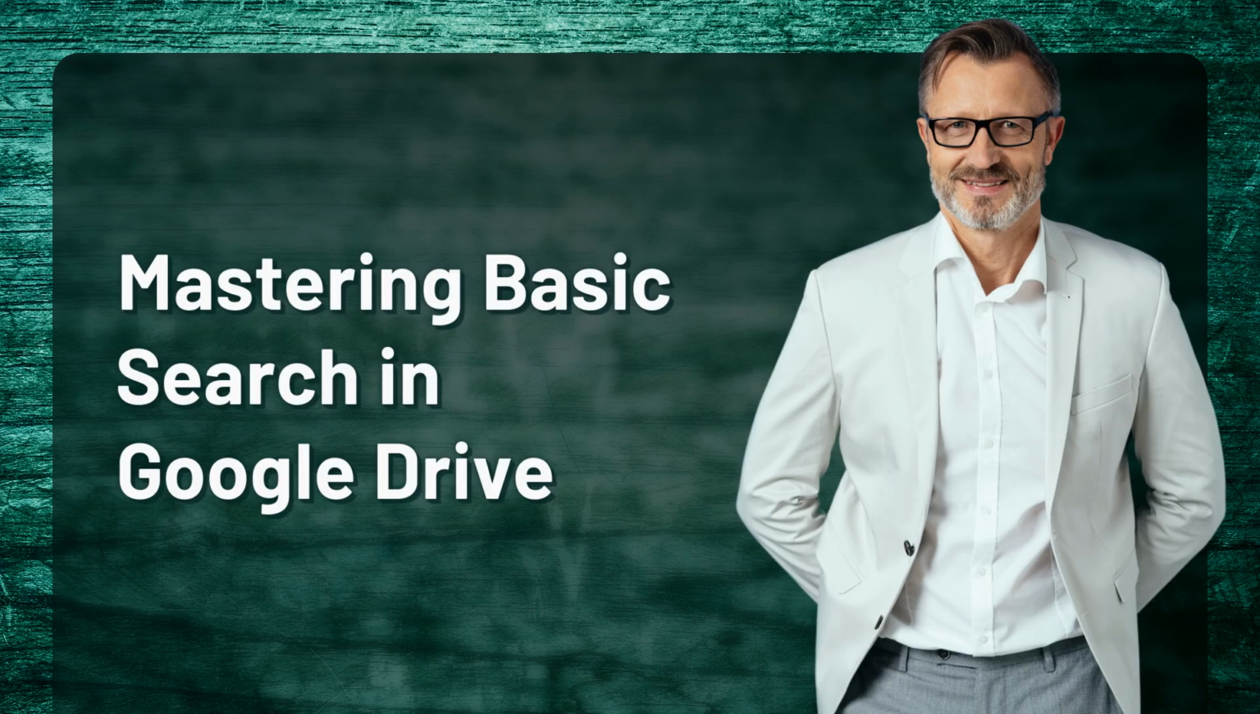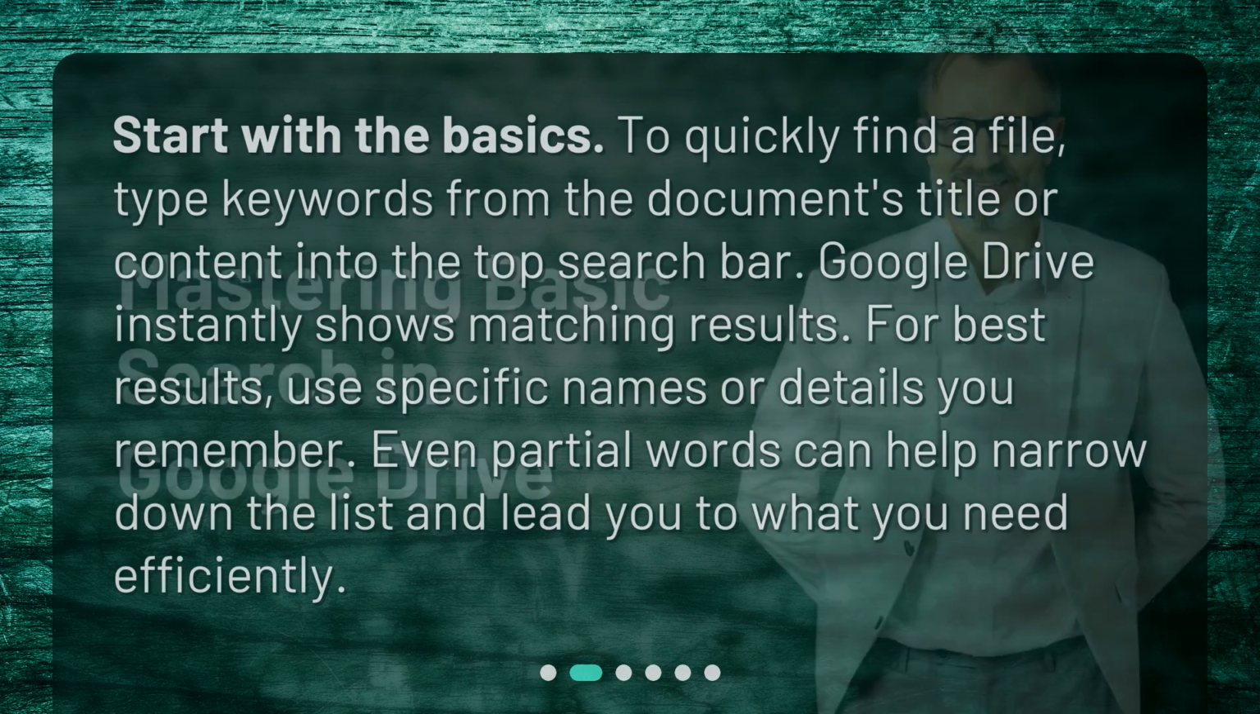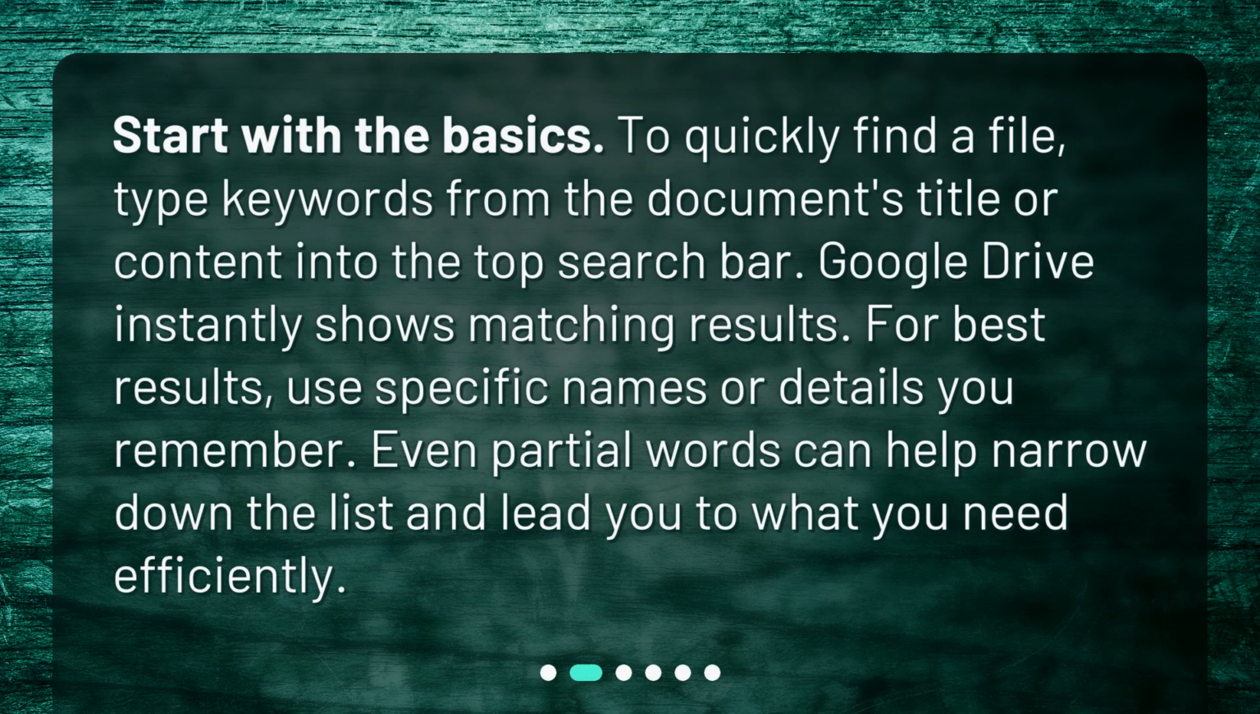Mastering basic search in Google Drive. Start with the basics. To quickly find a file, type keywords from the document's title or content into the top search bar. Google Drive instantly shows matching results. For best results, use specific names or details you remember. Even partial words can help narrow down the list and lead you to what you need efficiently.